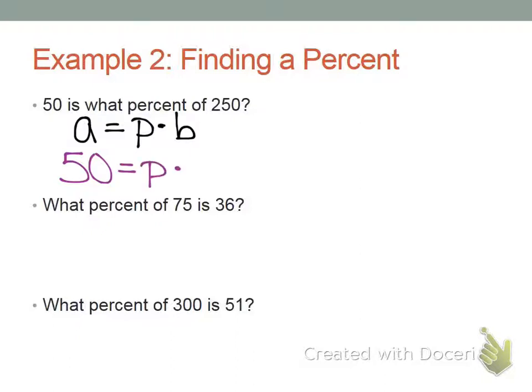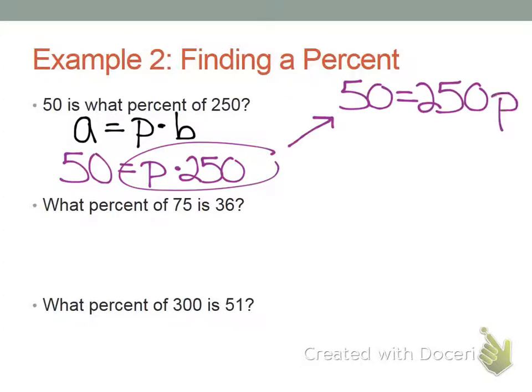I don't know P, and what's my B value? 250. But let me ask you this, is that how you're supposed to write it algebraically? No. 250p. Okay, so you don't even have to write it like that. Go ahead and in your mind just switch it. 50 equals 250p. All right, that's just how I want you to set it up.